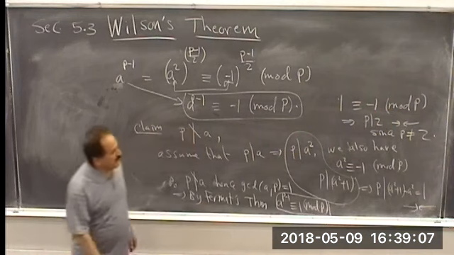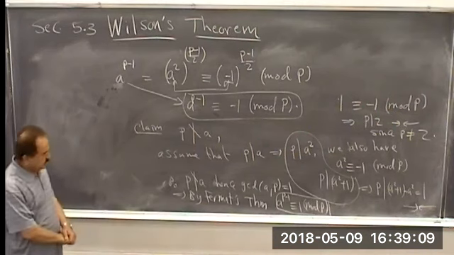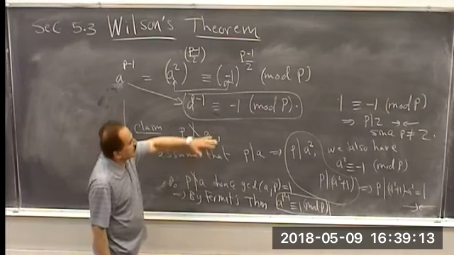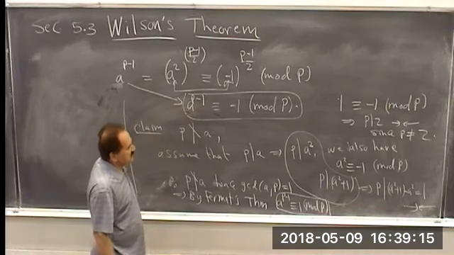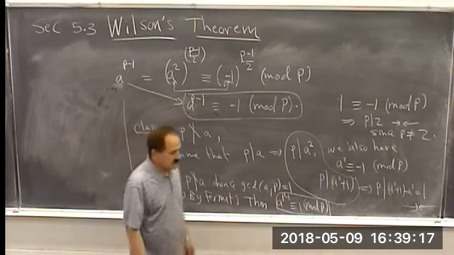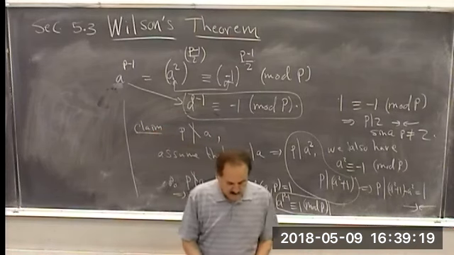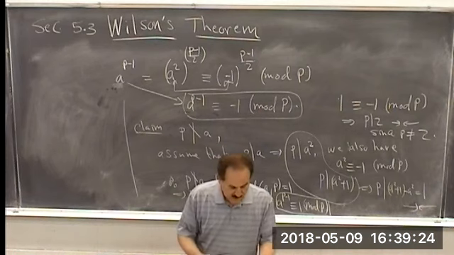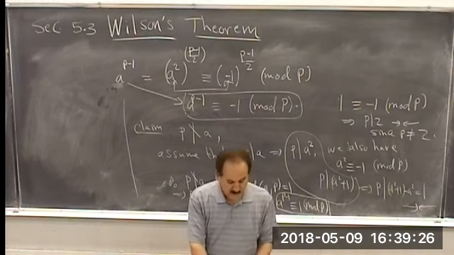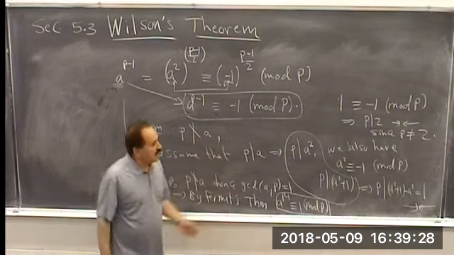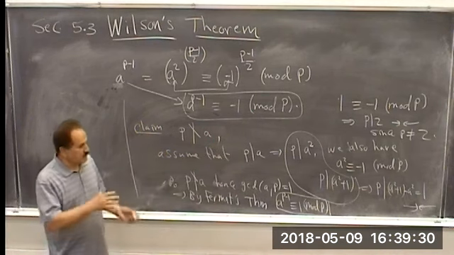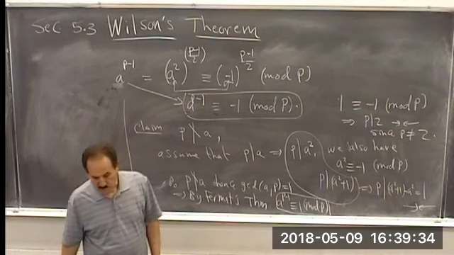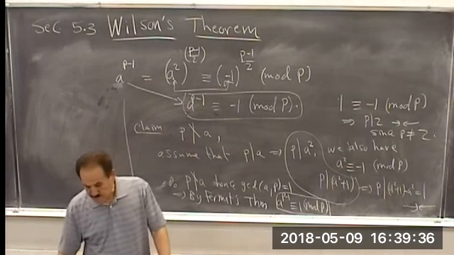Therefore, this contradiction actually came from assuming the equation has a solution and P is not 2 or 1 mod 4. So therefore, by the contrapositive, if the equation has a solution, then P must be either 2 or congruent to 1 mod 4. All right? All right, let's stop right here.